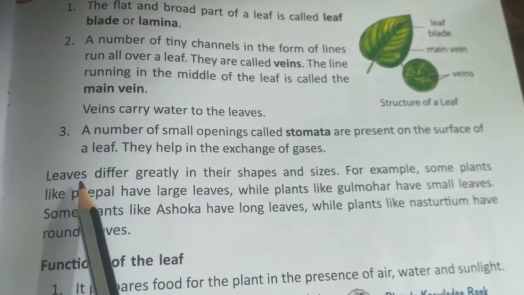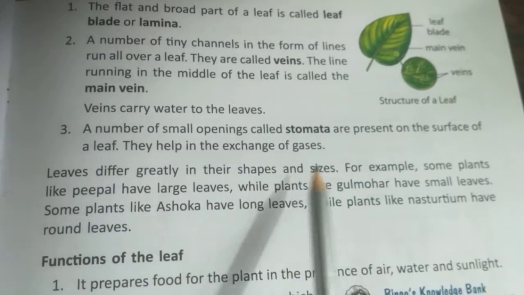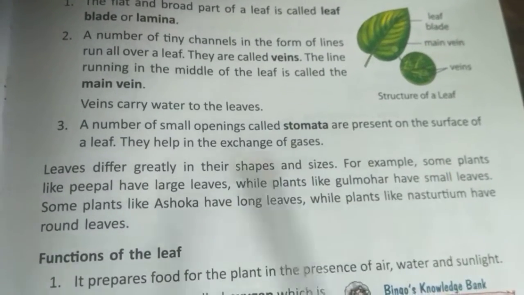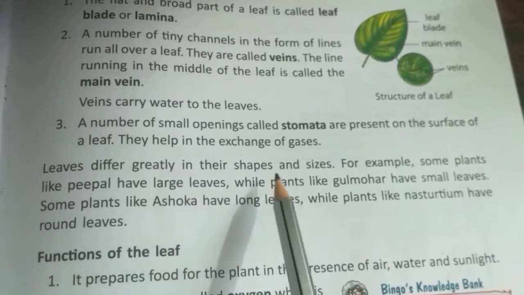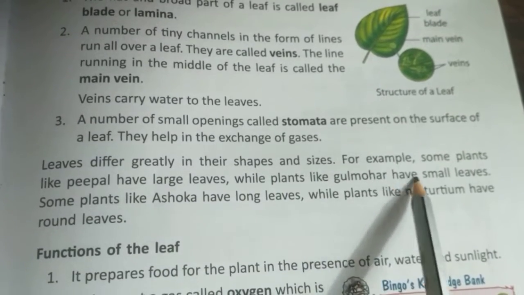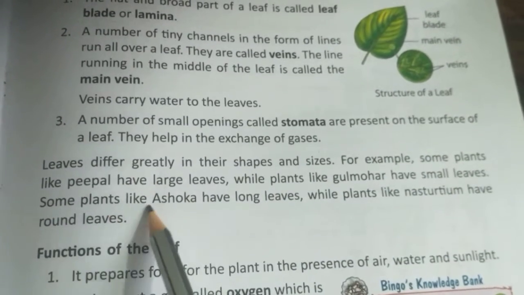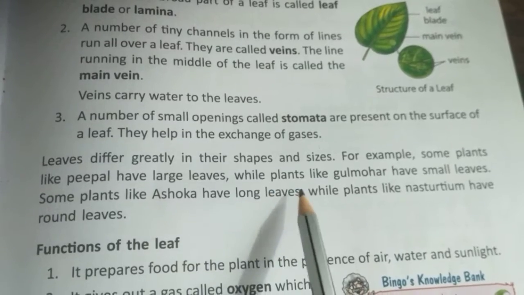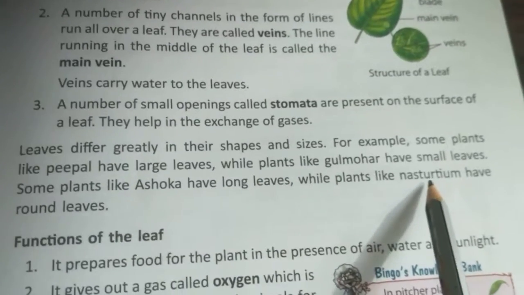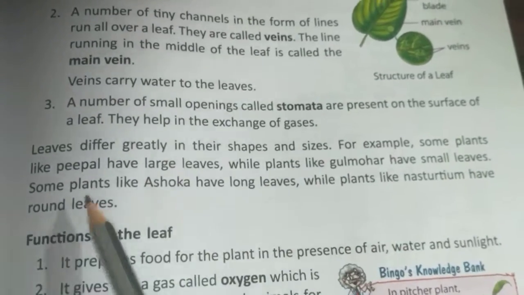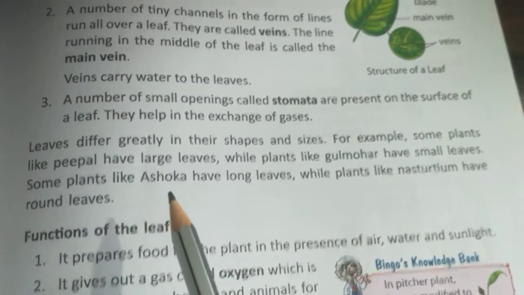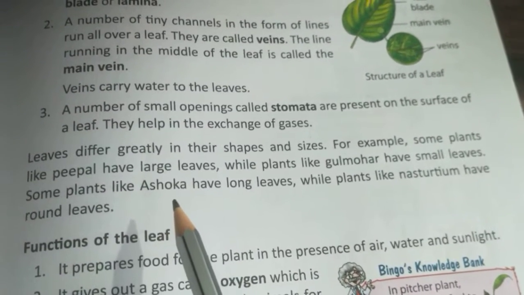Leaves differ greatly in their shapes and sizes. For example, some plants like peepal have large leaves, while plants like gulmohar have small leaves. Some plants like asoka have long leaves, while plants like nasturtium have round leaves.